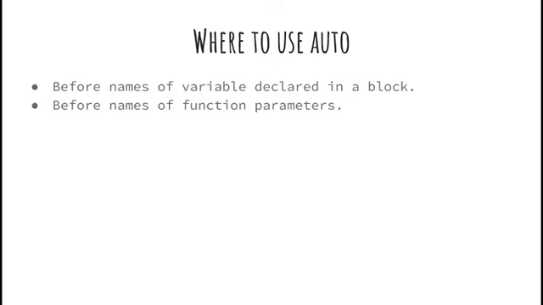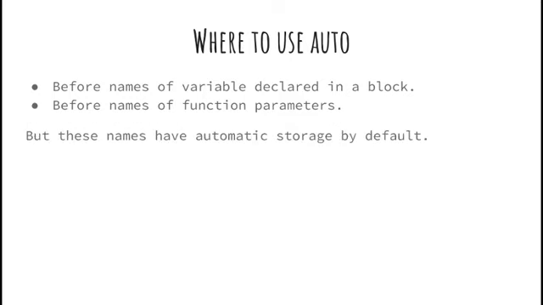Now that we have seen the behavior of this storage class specifier auto, let's see where all we can use it. It can be used before names of variables declared in a block, because it's the same as local variables, and it can be used before names of function parameters. But since it is the default behavior of local variables, mentioning auto is just redundant. It's not even required.